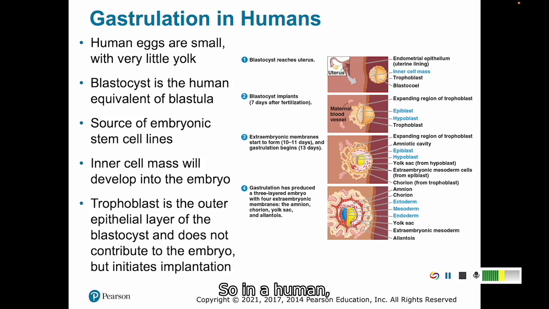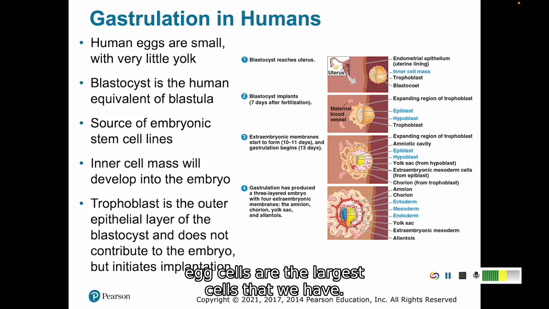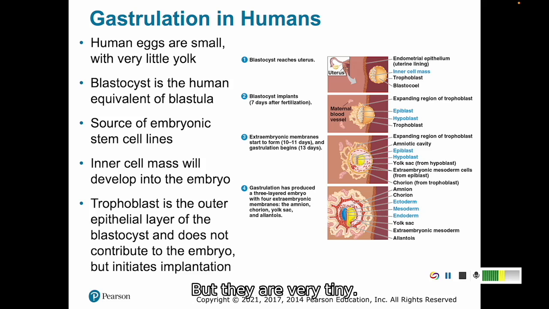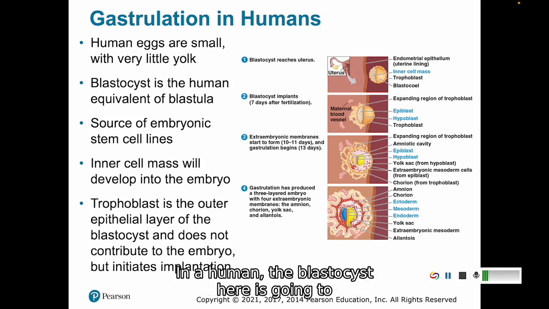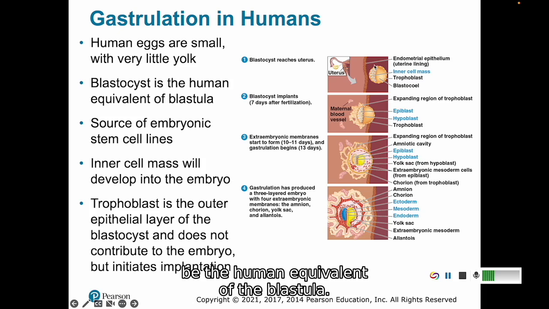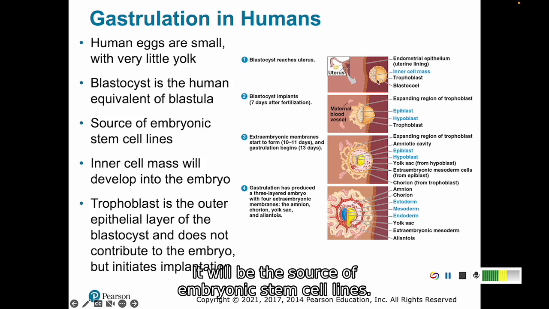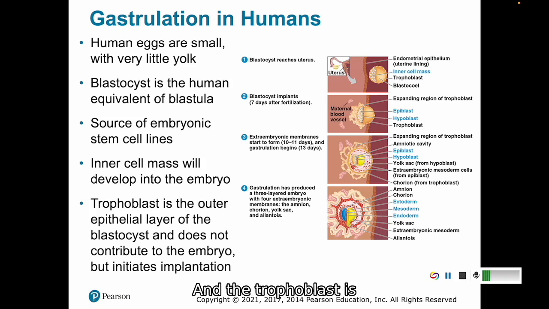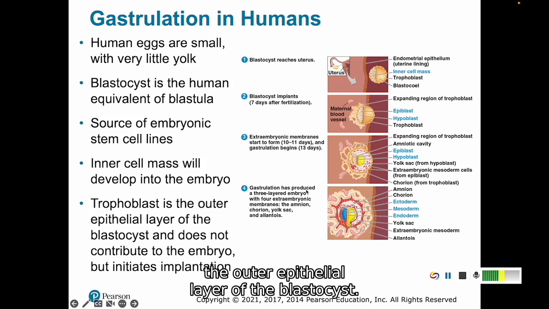So in a human, egg cells are the largest cells that we have, but they are still very tiny cells, and they have very little yolk. In a human, the blastocyst here is going to be the human equivalent of the blastula. It will be the source of embryonic stem cell lines. The inner cell mass will develop into the embryo, and the trophoblast is the outer epithelial layer of the blastocyst.